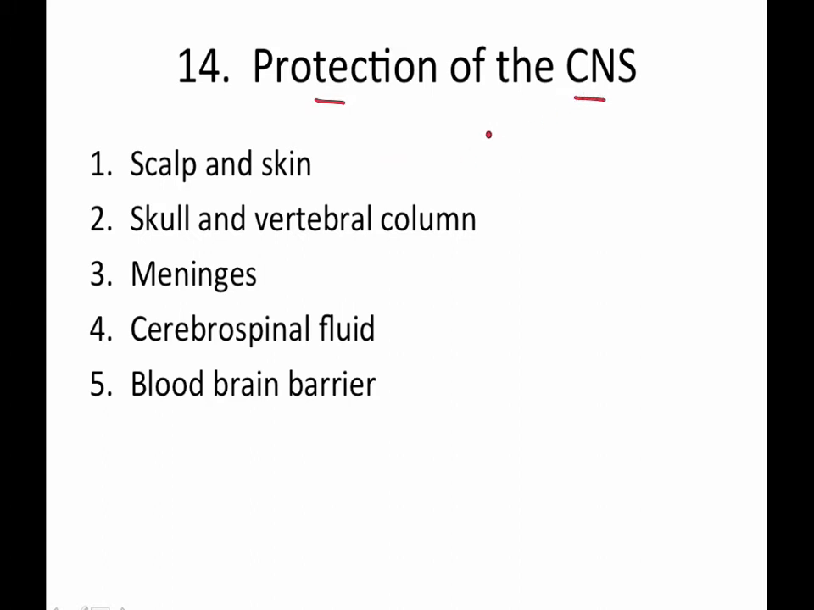So this video really talks about all the ways that your brain is protected, starting with the scalp, which is the outermost part, and the skin. Just deep to the scalp and skin are the skull and the vertebral column, which also act as protection. Then you have a layer called the meninges, and we'll talk about each of these in more detail, so this is just each of the five. Cerebrospinal fluid also acts as a protection, and then the blood-brain barrier.